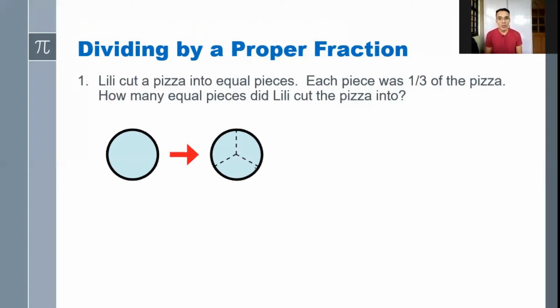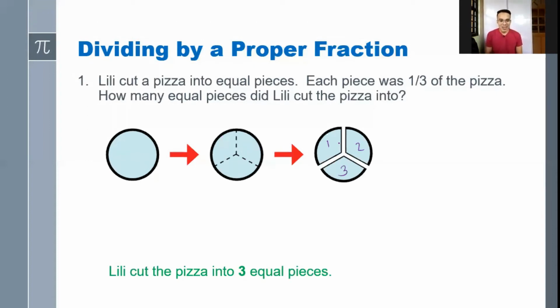How many 1/3s are there in one whole pizza? And there are how many 1/3s? 1, 2, 3. There are 3/3 in the whole pizza. Therefore, Lily cut the pizza into 3 equal pieces.